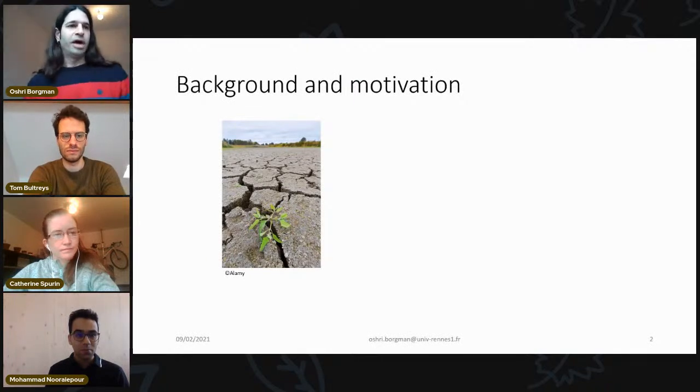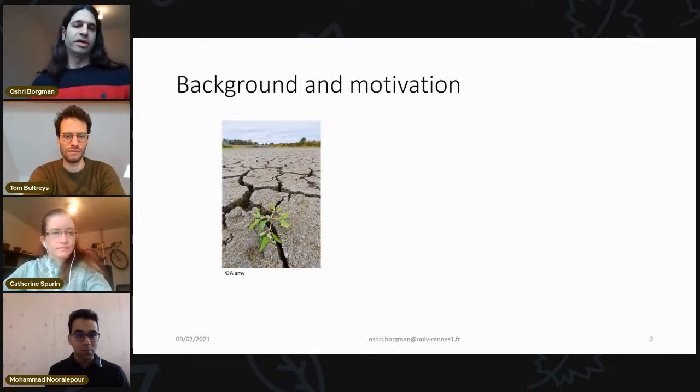And the background, or the issue that we want to discuss here, is drying, and mostly in soils.